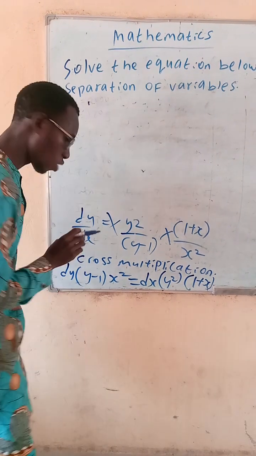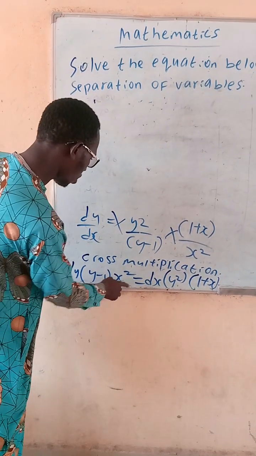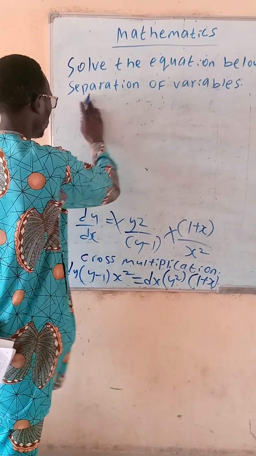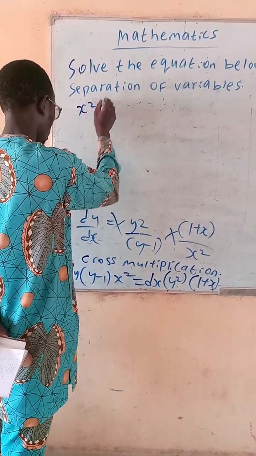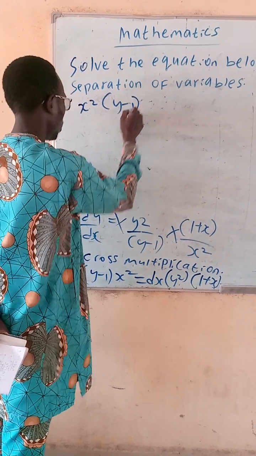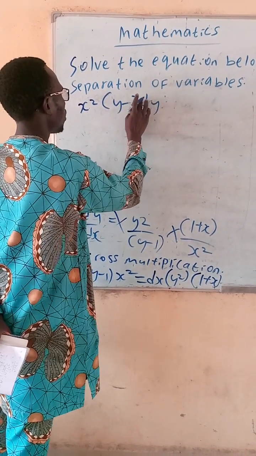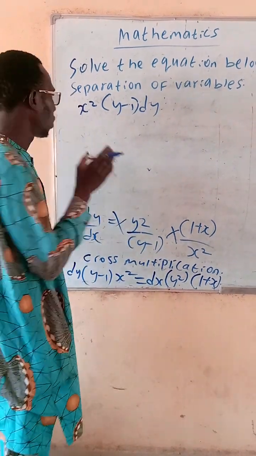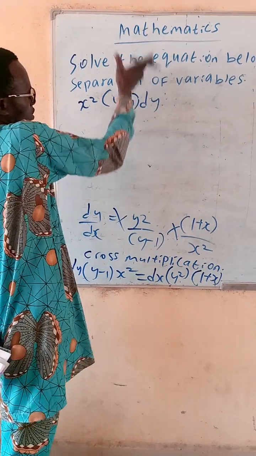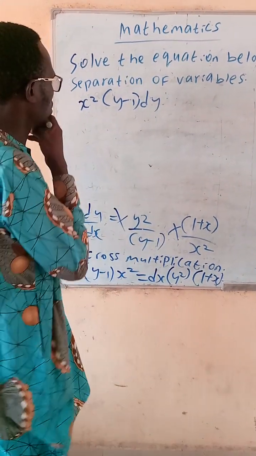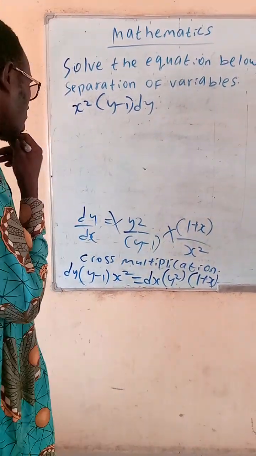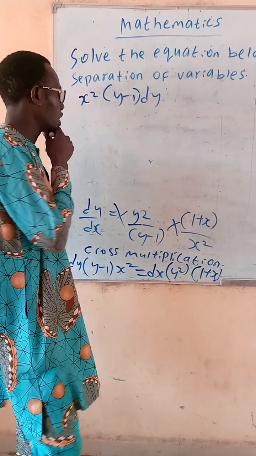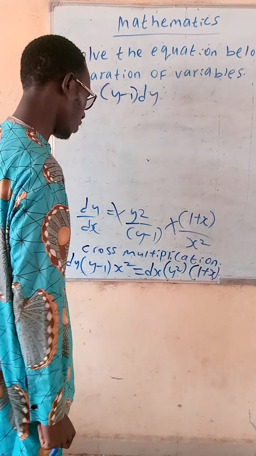Now what will happen is that I will bring the y to this side and bring x squared here. I have x squared, y minus 1, dy. Have you seen that now? So I just brought the y there and brought this one here, so that when we come to integrate it, it will be very easy.